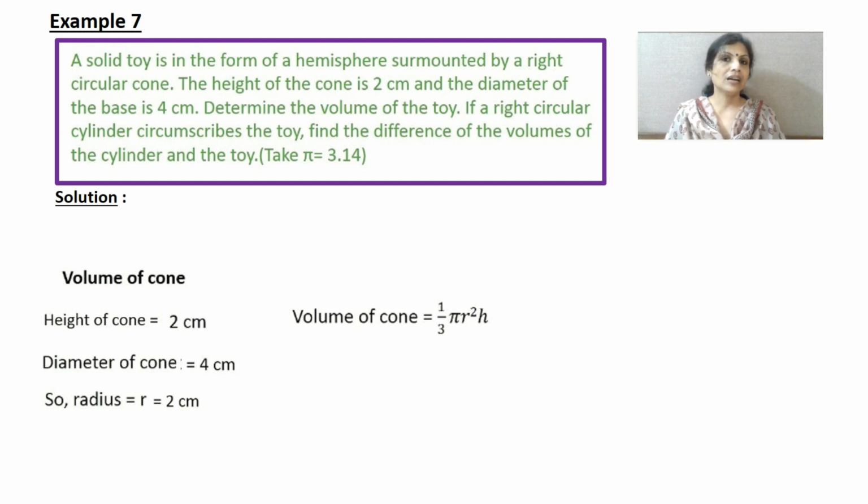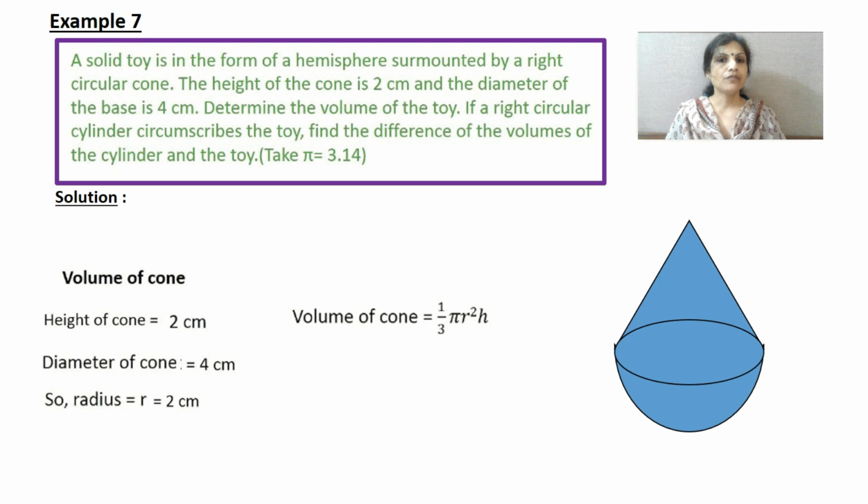So this is a kind of a sum which we have solved in exercise 15.2. So I hope you will understand the sum easily and will be able to solve it. Let's first try drawing the diagram for the sum. We are given that the toy is in the form of a hemisphere and this hemisphere is surmounted by a right circular cone. The height of the cone is 2 centimeter and the diameter of the base of the cone is 4 centimeter. Then we are given that the right circular cylinder circumscribes this toy.